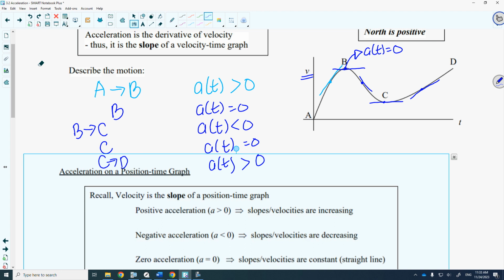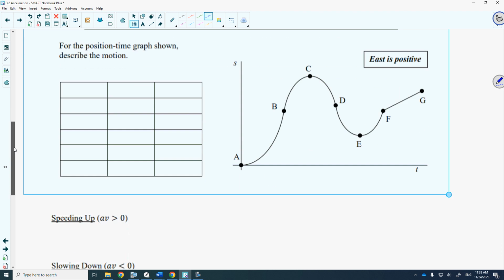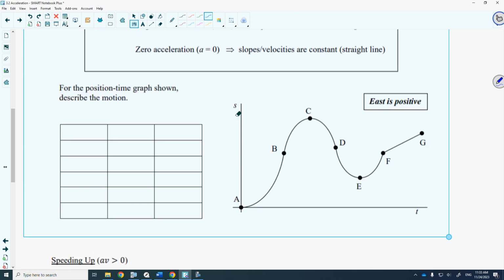Students tend to be good if I give them a velocity time graph, because they understand that on a position time graph the slopes are velocity, and on velocity time graphs the slopes are acceleration. What's more complicated is this graph, if I give you a position time graph and I ask about velocities and accelerations. So let's do velocity first because this will be the easier of the two, and then we'll do acceleration.